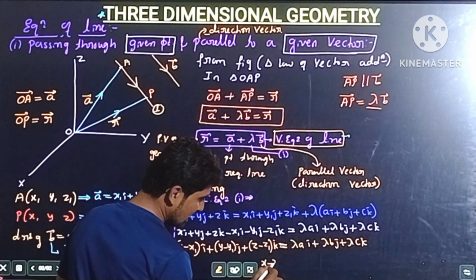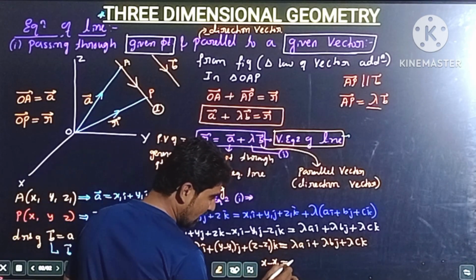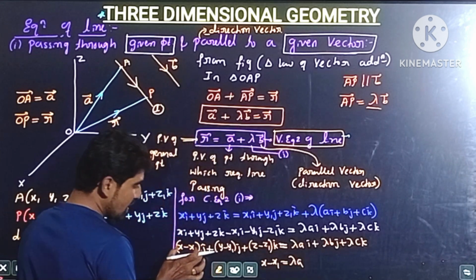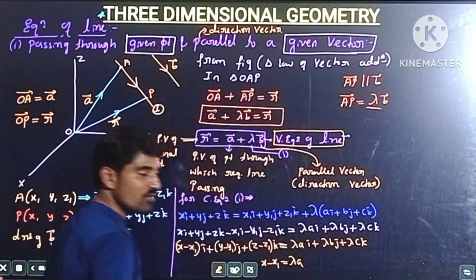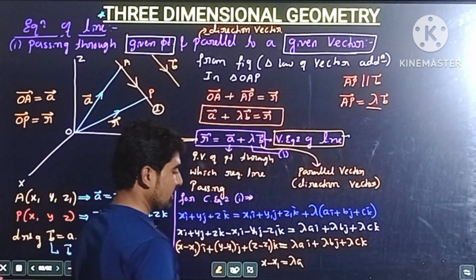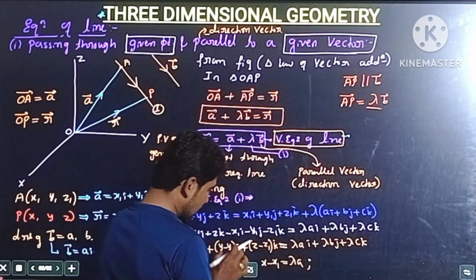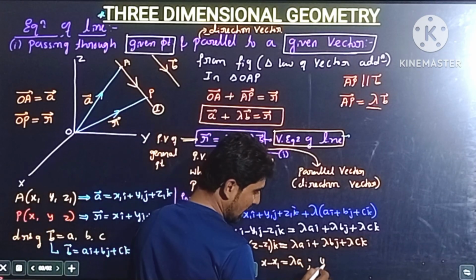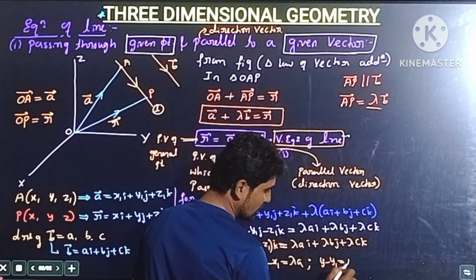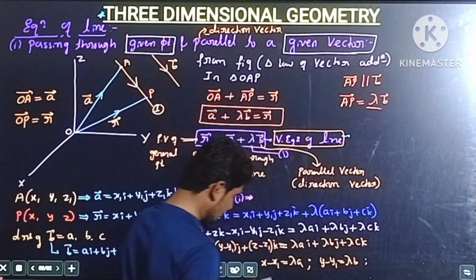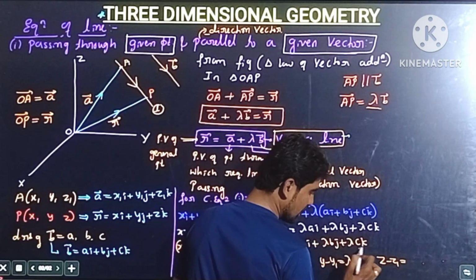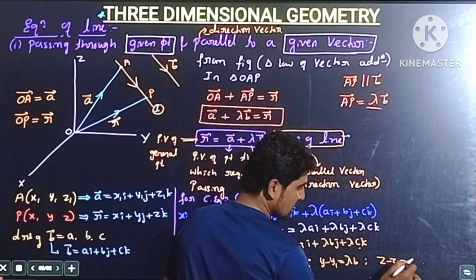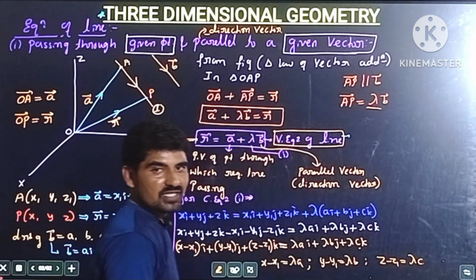x minus x1 is equal to lambda a, that is nothing but the coefficient of i on the left side is equal to the coefficient of i on the right side, and the coefficient of j, y minus y1, is equal to lambda b. Similarly, z minus z1 is equal to lambda c. I hope all of you are understanding.